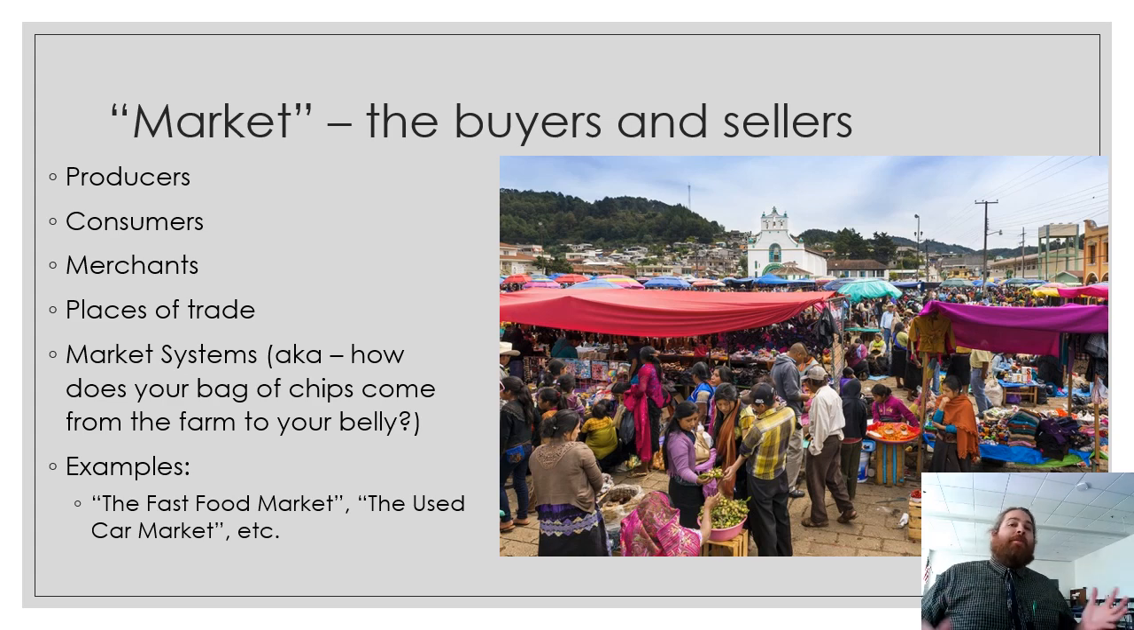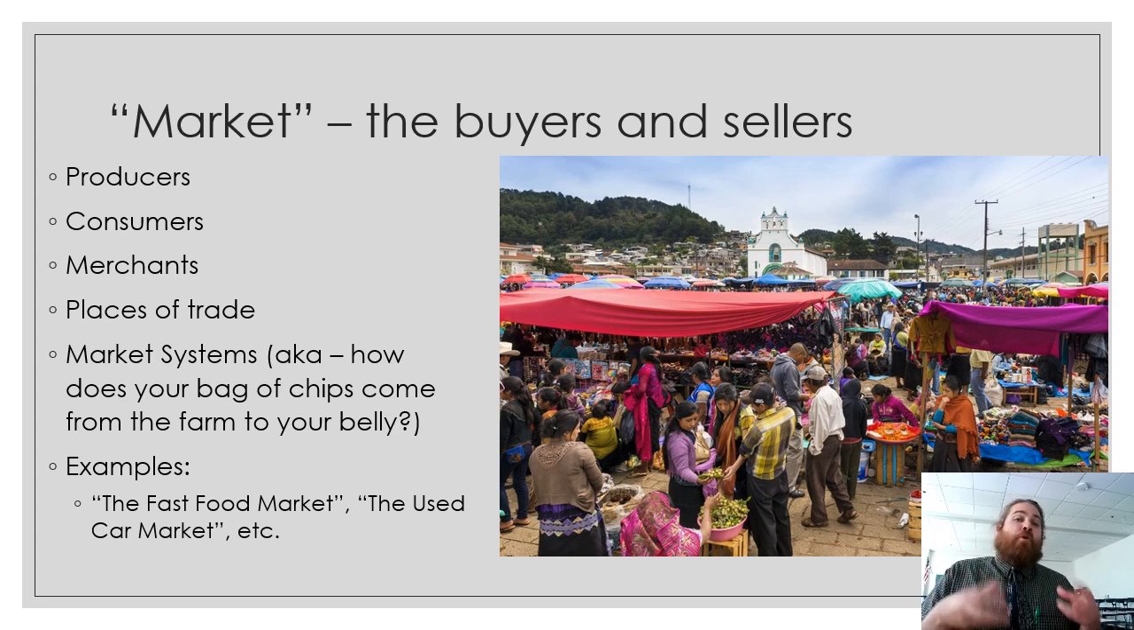And so what we're going to be looking at are the markets, the buyers and the sellers, the people who make products, the people that buy products, the people that sell products, where they sell those products, as well as the market systems behind them. If you ever think about where your bag of chips comes from, well, it probably involved dozens of people, from the farmer who grows the potato in the ground, to the factory that processes it, to the garbage man that's going to pick it up and throw it away.